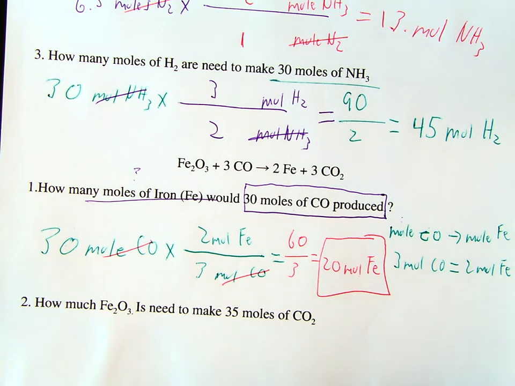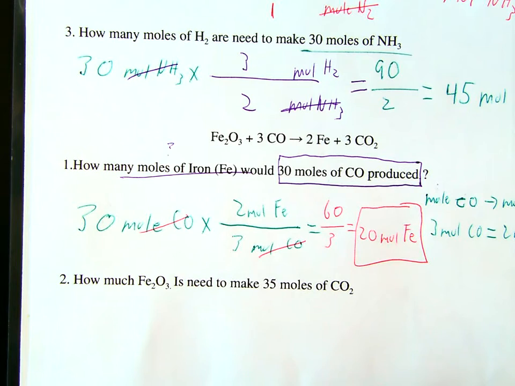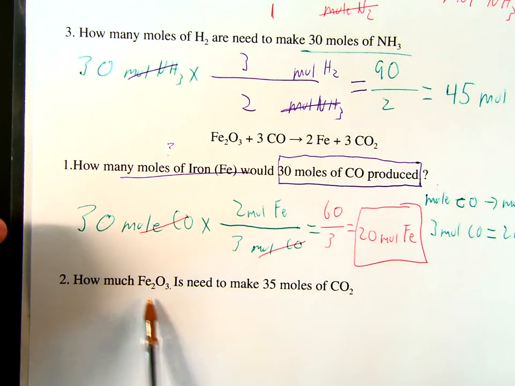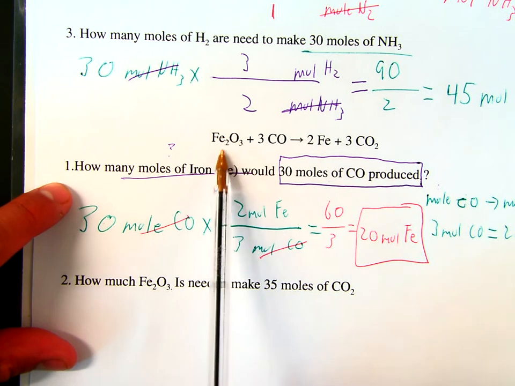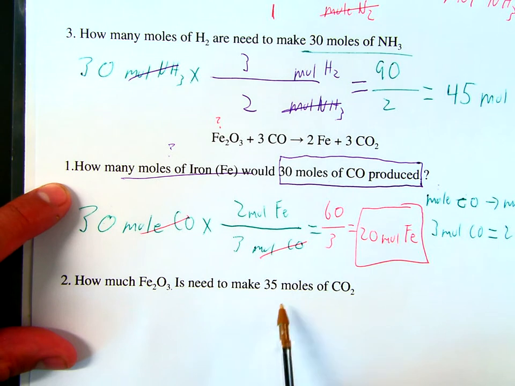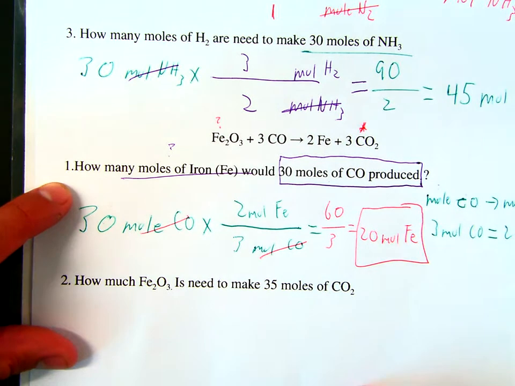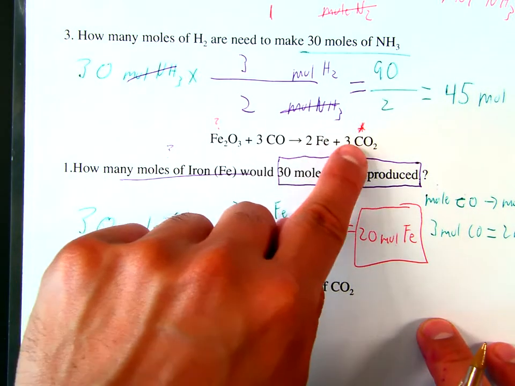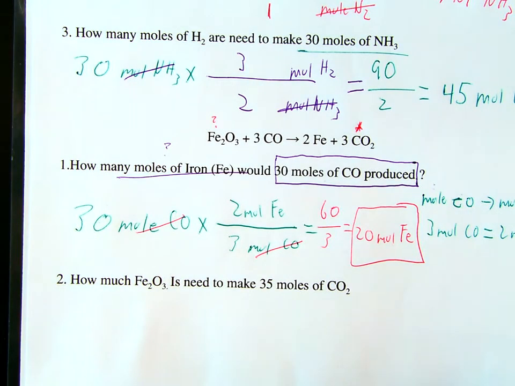Okay, let's go ahead and go through one more problem here, and we'll go ahead and finish up. So last problem here, it's asking how much iron oxide, right? We're trying to figure out how much iron oxide is needed to make 35 moles of CO2. This is what we're given, okay? So you can go either way. You can find how much is needed or how much you have to start with. It's really the same process.